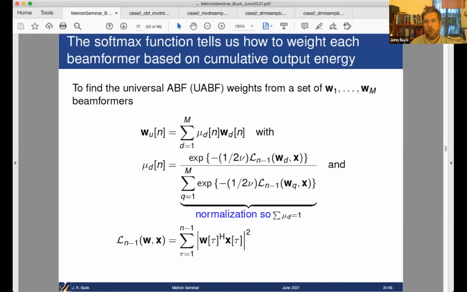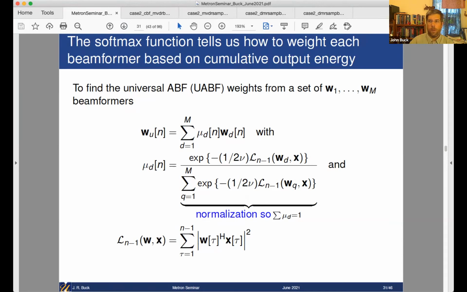And so if I look at the numerator, a beamformer that's performing well will have a small loss. So e to the minus small thing will be relatively large compared to the other terms. So that will get a large value of mu. And with a large value of mu, that will get a heavier weight in the overall blending of the beamformers.